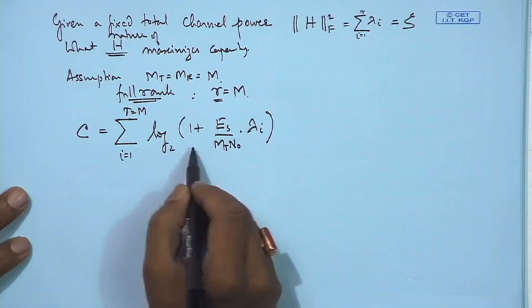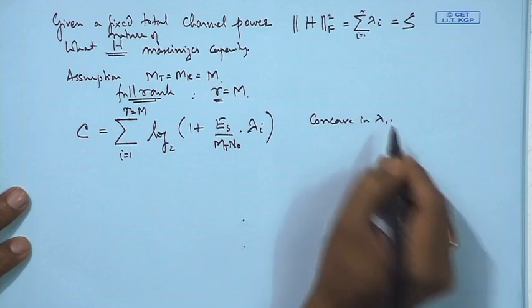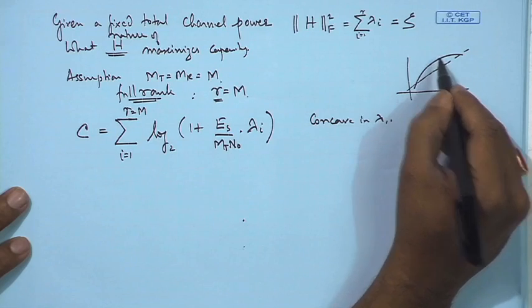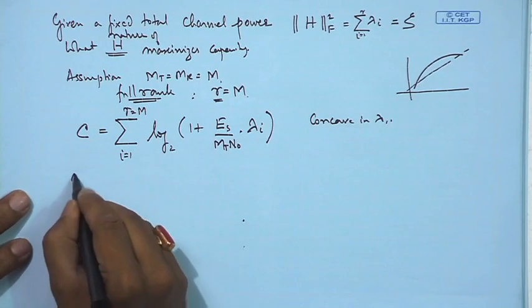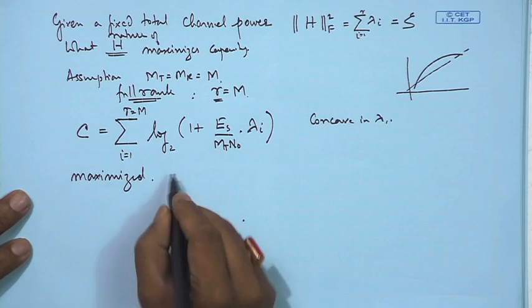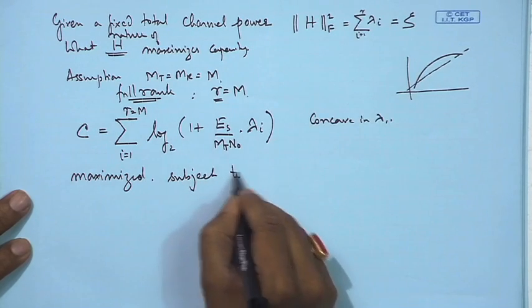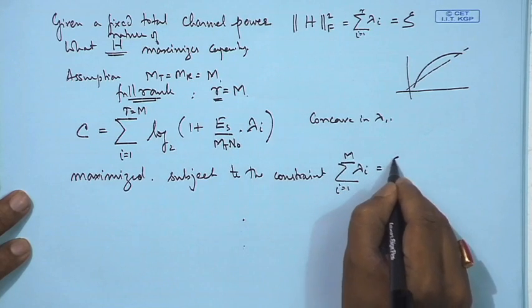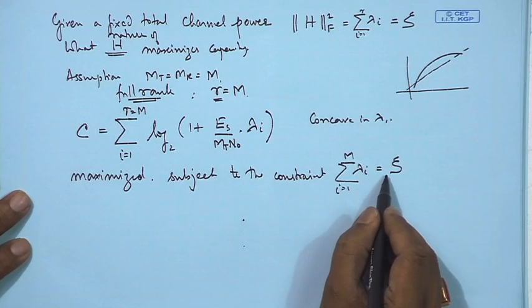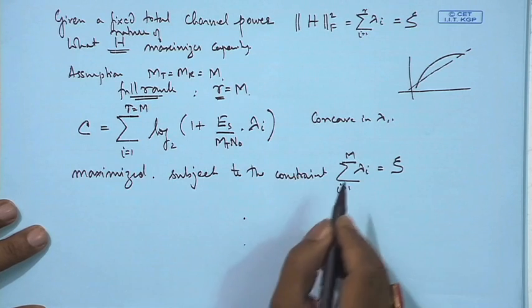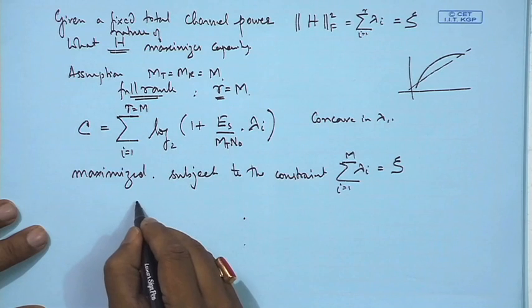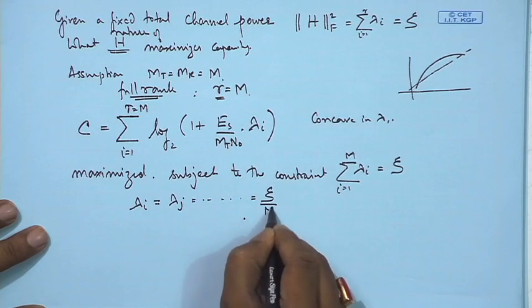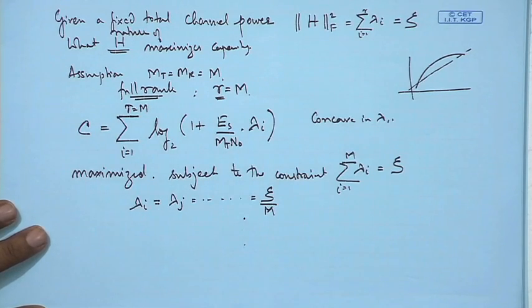So, this is concave in the variables lambda i, because we have described concave and convex functions. This is a concave function, the value of the function is above the chord. Therefore, we can say that this is maximized subject to the constraint sum over i equals 1 to m of lambda i is equal to zeta. So, we want to maximize this subject to this constraint, and it is a well known result, one can prove it also, that when lambda i is equal to lambda j, that means all the lambdas are equal, that is each of them is equal to zeta by m, this expression is maximized. Okay. That is a well known result which we will take advantage of.